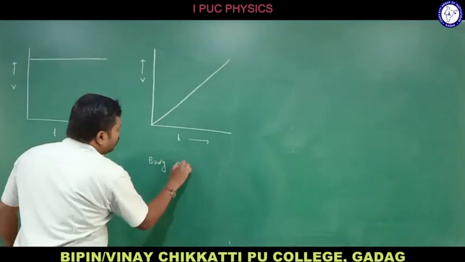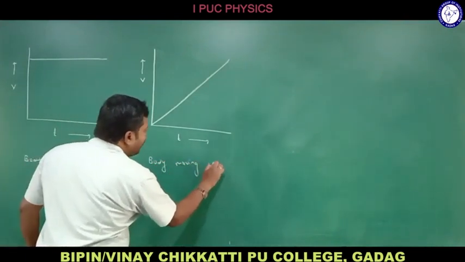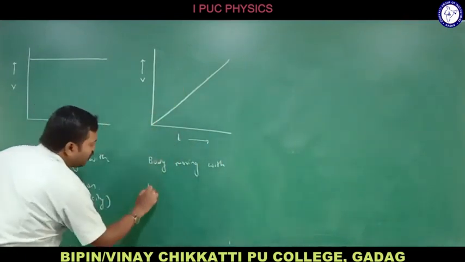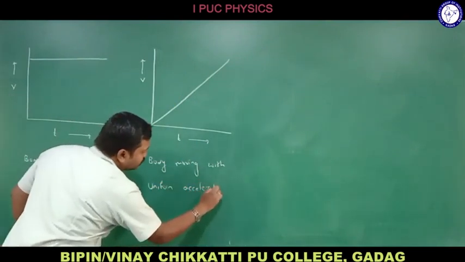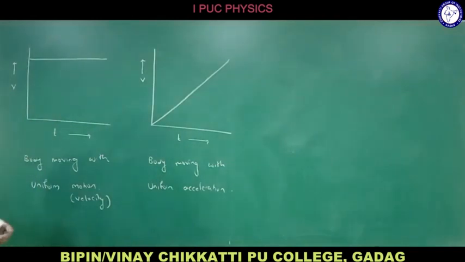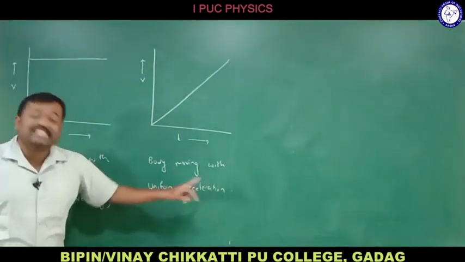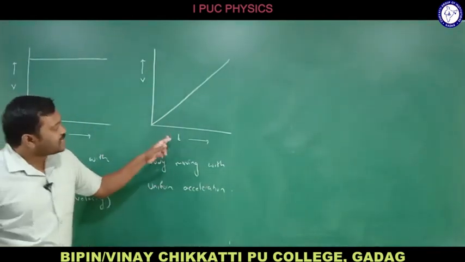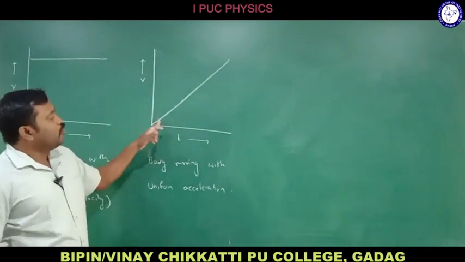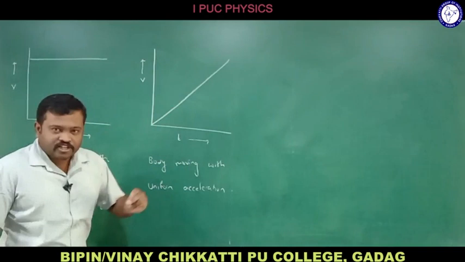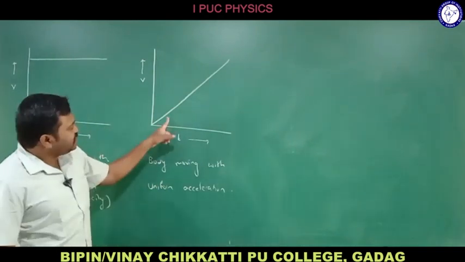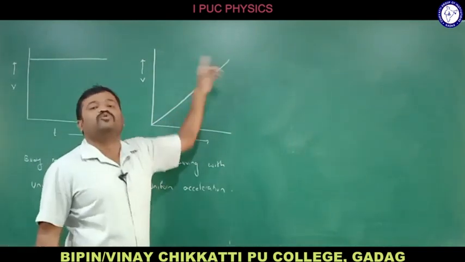The body is moving with uniform acceleration. As time passes, what is happening? Velocity is increasing. Earlier, what was the velocity? Zero. Suddenly the velocity increases, and it keeps increasing continuously throughout the motion.